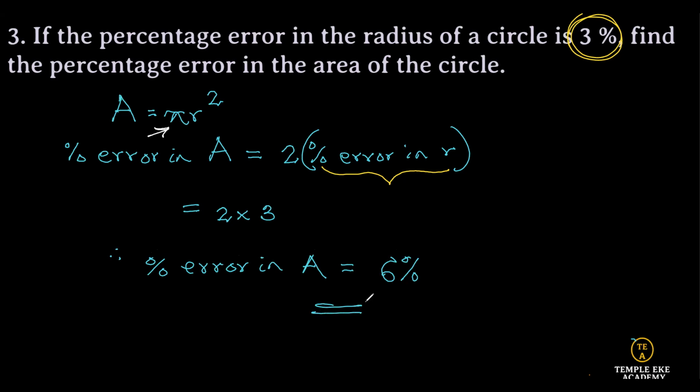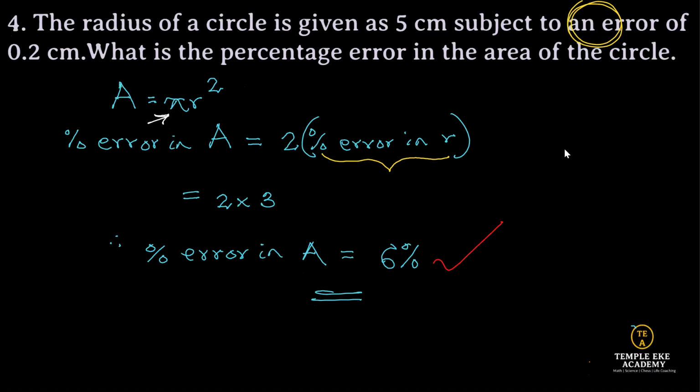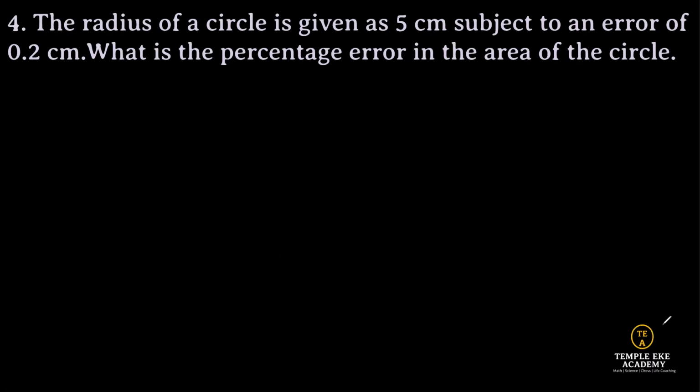This is very simple. So let us see another application of it. Here we are. Another question. The radius of the circle is given as 5 centimeters, subject to an error of 2 centimeters. What is the percentage error in the area of the circle? Similar to the previous question, we have to settle down to calculate the percentage error in the radius.